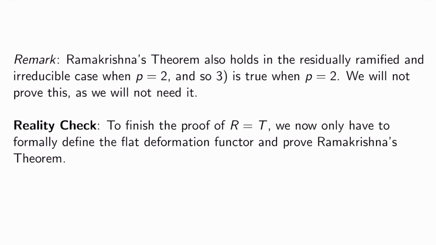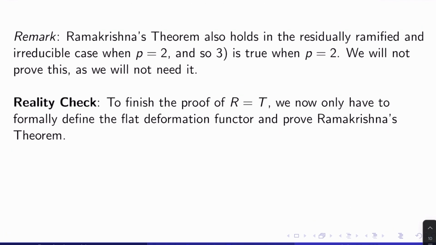So reality check, what do we have to do? We've been proving in quotes R equals T for a few chapters now, and we proved it over the course of 2 or 3 chapters. Then we reduced the situation to a few holes we had to patch up, which is what this chapter is about. Those holes all having to do with the flat deformation functor. What do we have to do? If you think about it, there's really only 2 things we haven't done yet. We have to formally define the flat deformation functor carefully, and then prove Ramakrishna's theorem that it's representable, and we're all set. So we'll start doing this next video.